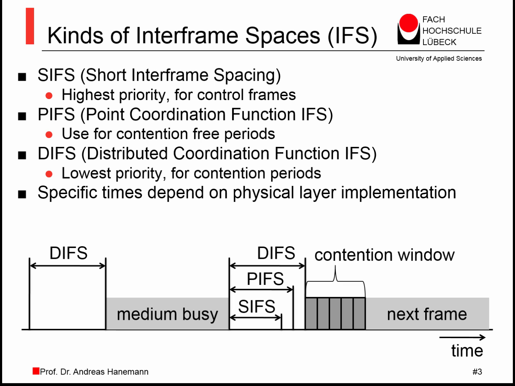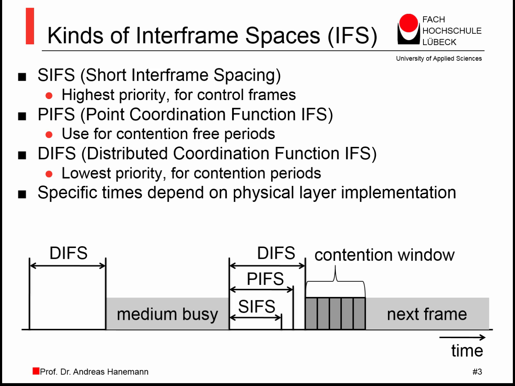The next IFS is PIFS, which is used only in the context of the point coordination function. It will not be considered further in the video because the point coordination function is not actually used. DIFS has the lowest priority and is used for data frames. The actual times of the interframe spaces depend on the physical layer implementation.